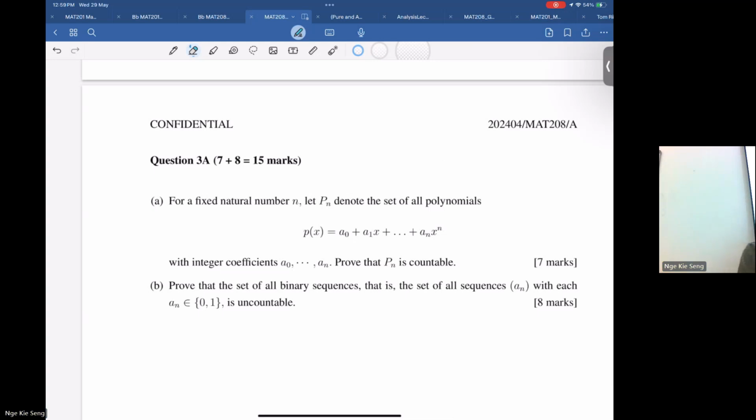Okay. And then what are these coefficients? These coefficients are integer coefficients. So you can put integer as the coefficients. So we want to prove that Pn is countable. So how should we do this?